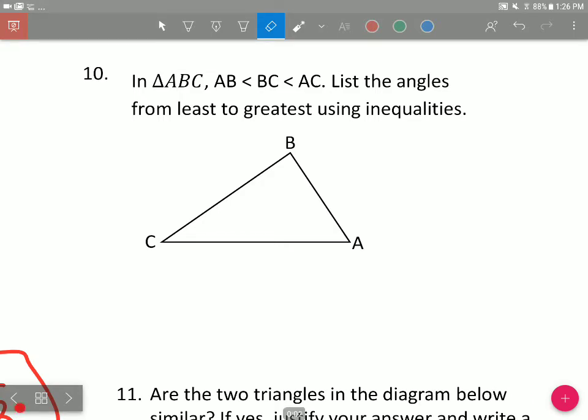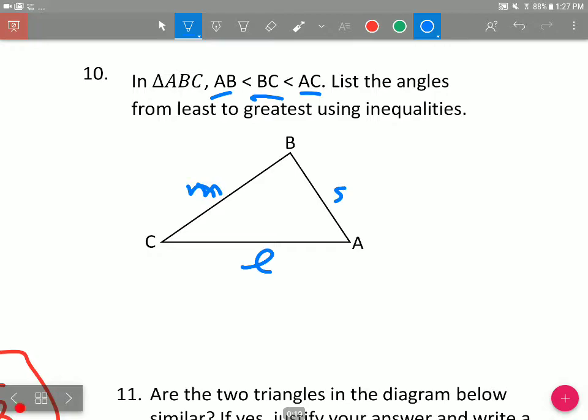All right, triangle ABC. AB is smaller than BC is smaller than AC. List the angles from least to greatest using the inequalities. Okay, so I'm just going to go ahead and label. AB is the smallest, so there's the smallest. BC is the next smallest, so that's the medium. Yes, that's an M. And AC is the largest, so this is the largest.